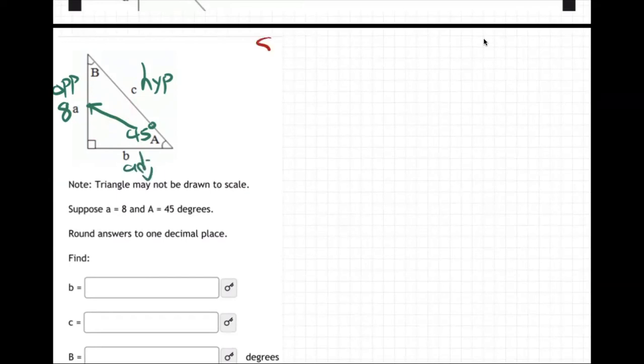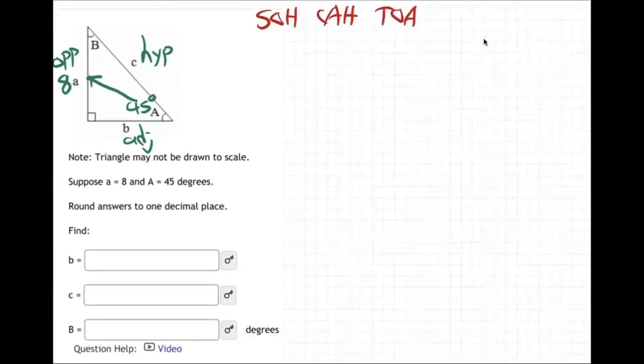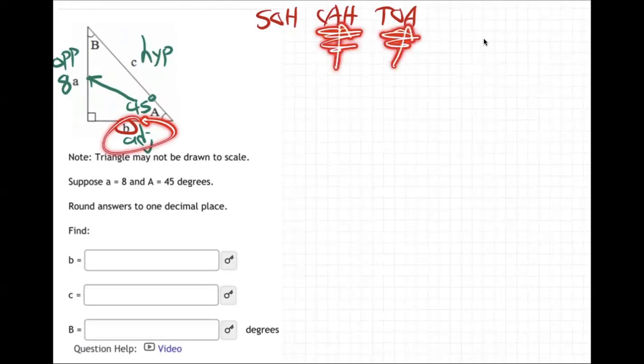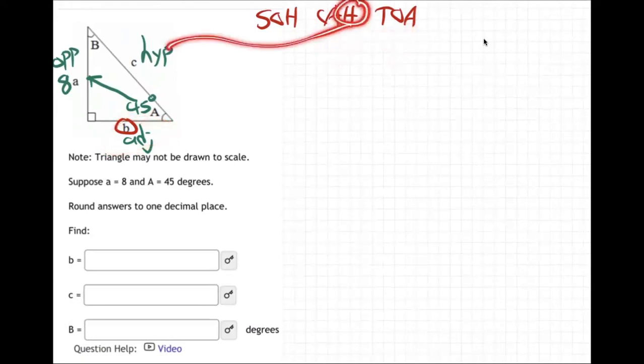Okay. I'll write up here to help me remember. So what am I trying to find? I want to find this little b. Well, notice it's the adjacent. So that means I'm going to use cosine or tangent because they both have the A in them, adjacent. Which one would be easier? Well, cosine has hypotenuse. Do I know the hypotenuse? No, I don't know that yet. So I'm going to use tangent. See how I determine that? Tangent is the one that has opposite and adjacent. I know the opposite and the adjacent.